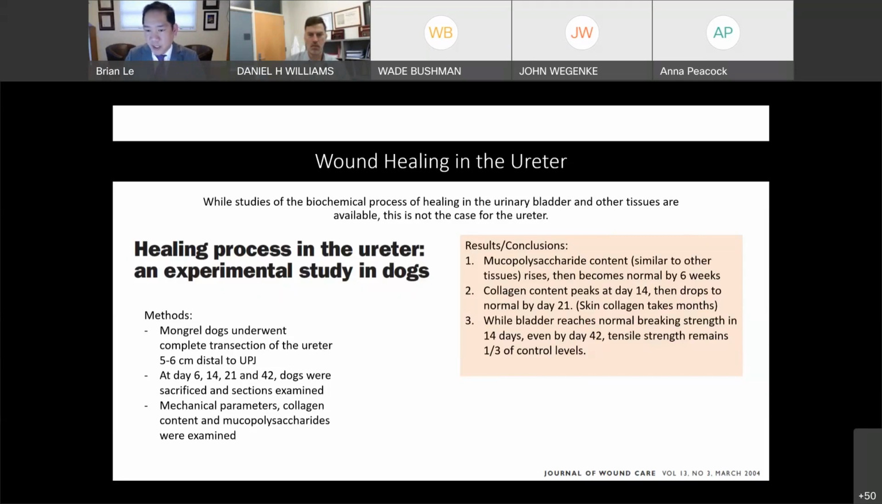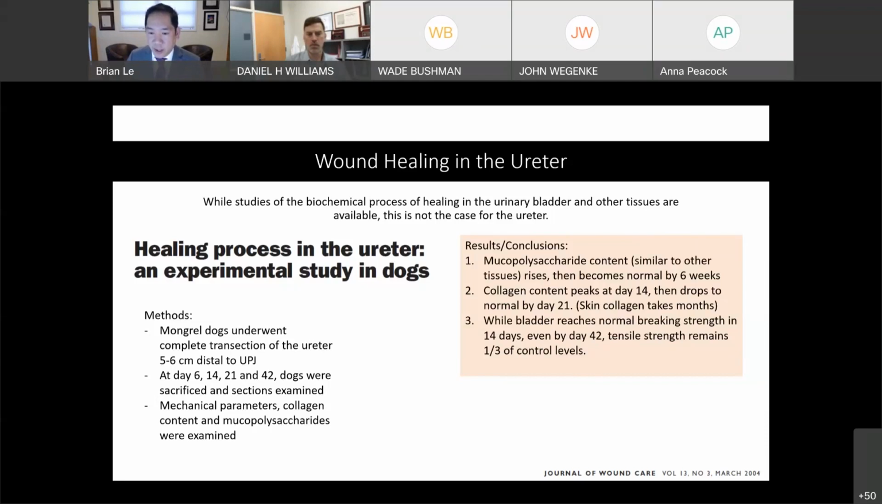The collagen content peaks at day 14 and then drops to normal by day 21, whereas skin collagen takes months. So the collagen actually tends to proceed faster. However, the bladder reaches normal breaking strength at 14 days. So that might be an explanation why, if we do a bladder repair, we'll leave a Foley catheter for 14 days and then remove it for a voiding trial or cystogram and then a voiding trial.